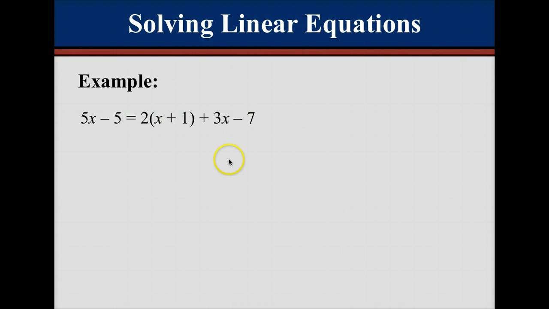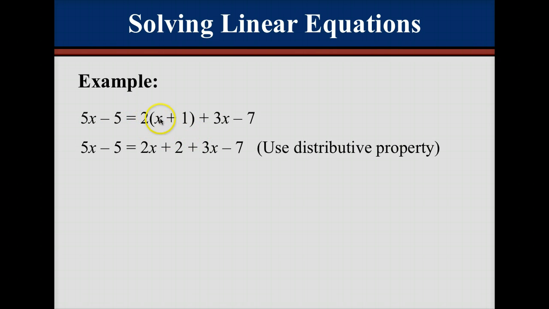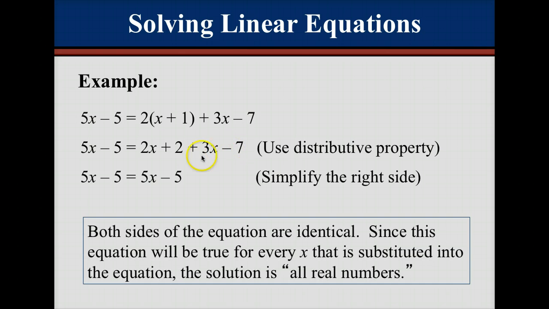Where do we start here? Well, there's that parentheses. Let's get rid of it. Let's distribute the 2 across the parentheses, so 2x plus 2. Do we have any like terms? Well, on this side of the equal sign, we do. 2x plus 3x is 5x, and negative 7 plus 2 is negative 5. Look at this. Both sides of the equation are identical. So since the equation will be true, it doesn't matter what you put in for x, both of these will always be true. The solution to this is all real numbers. So your answer isn't going to be x equals 2 or x equals 5 or like negative 7/10. The answer to this one is going to be all real numbers because these are identical.